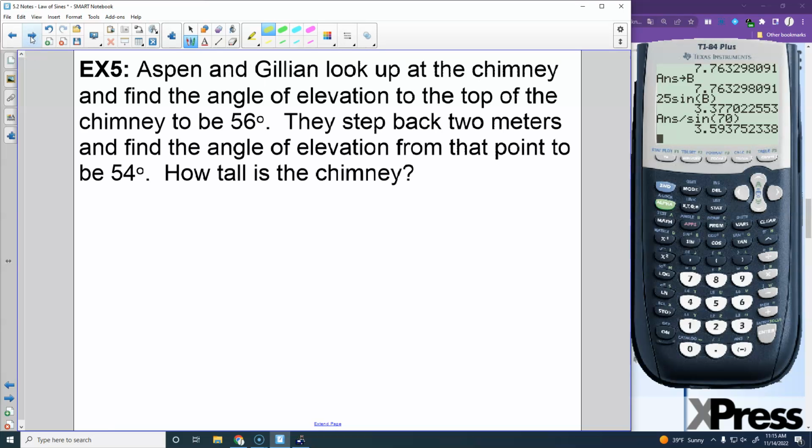I want us to look at this one. So this is an application problem. Your homework tonight is just straight triangle problems that don't have application on it. But I like for us to see where we're going, like where we're going to use this. So I want us to do one of these problems right here.